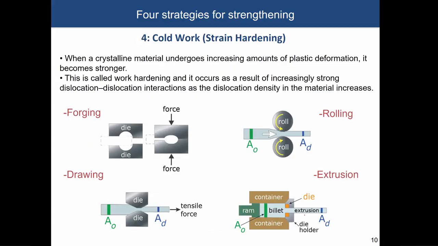So finally, the fourth strengthening mechanism is so-called cold work. And again, the cold work, or so-called strain hardening, simply comes from deforming the material multiple times. And there are different ways you can do this. You can forge, you can draw the material, you can roll it, and there are different ways. So you take a piece of material, you deform it multiple times, you go through this process many, many times.